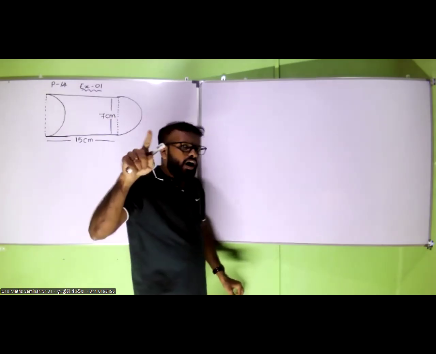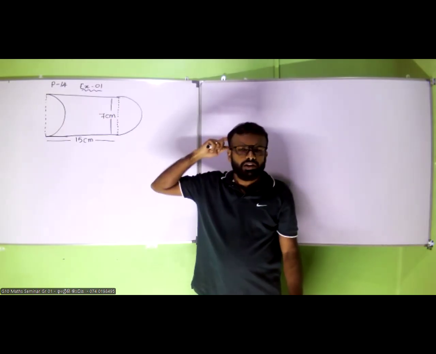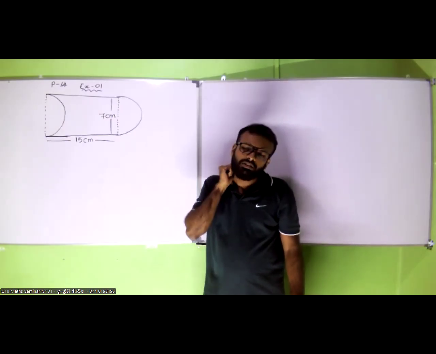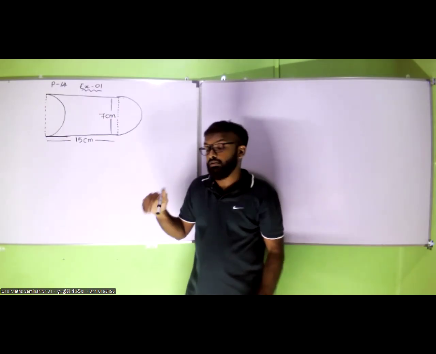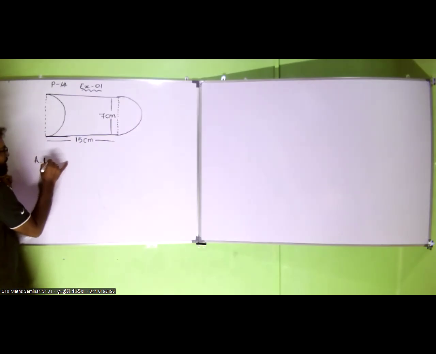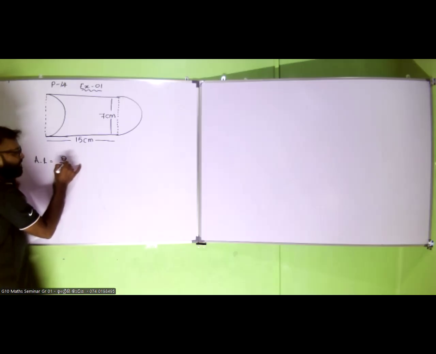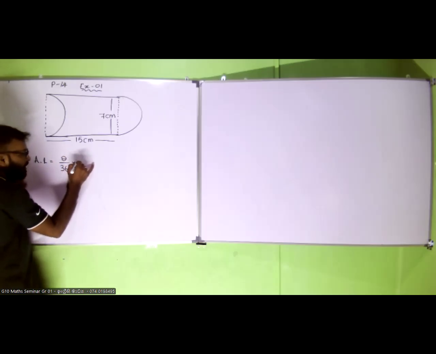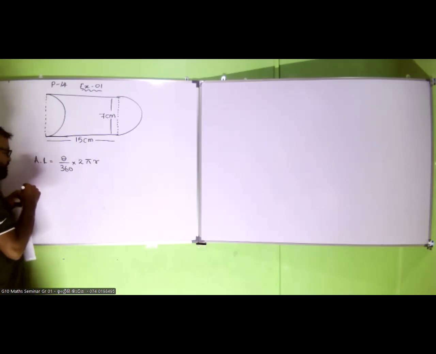You know how to find the arc length of a given arc. How are you going to find it? Arc length is theta divided by 360 multiplied by 2πr. I will write it like AL. You do not have the authority to write it like this; only I have arc length equals theta divided by 360 multiplied by 2πr.